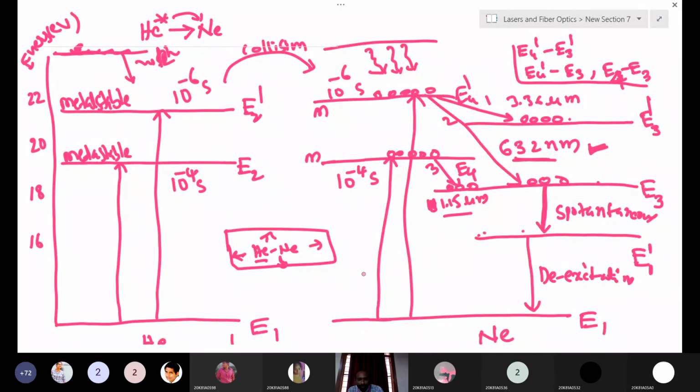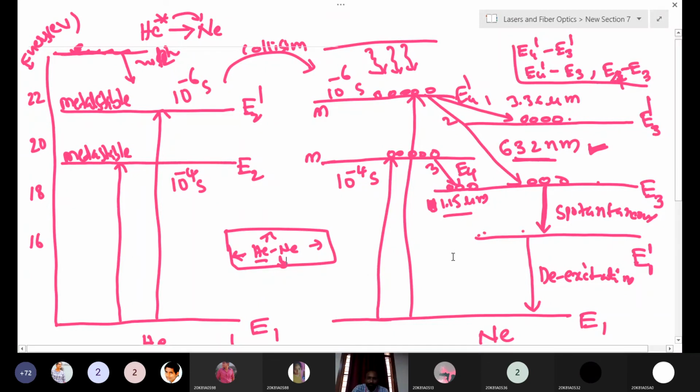After the stimulated emission, atoms will come to the E1 dash state by spontaneous emission. Now atoms in the E1 state will collide with the walls of the discharge tube and come to the ground state. Again they will go to the excited state. This will continue. There is no discontinuity in the population inversion and lasing action. That's why we get a continuous laser beam.